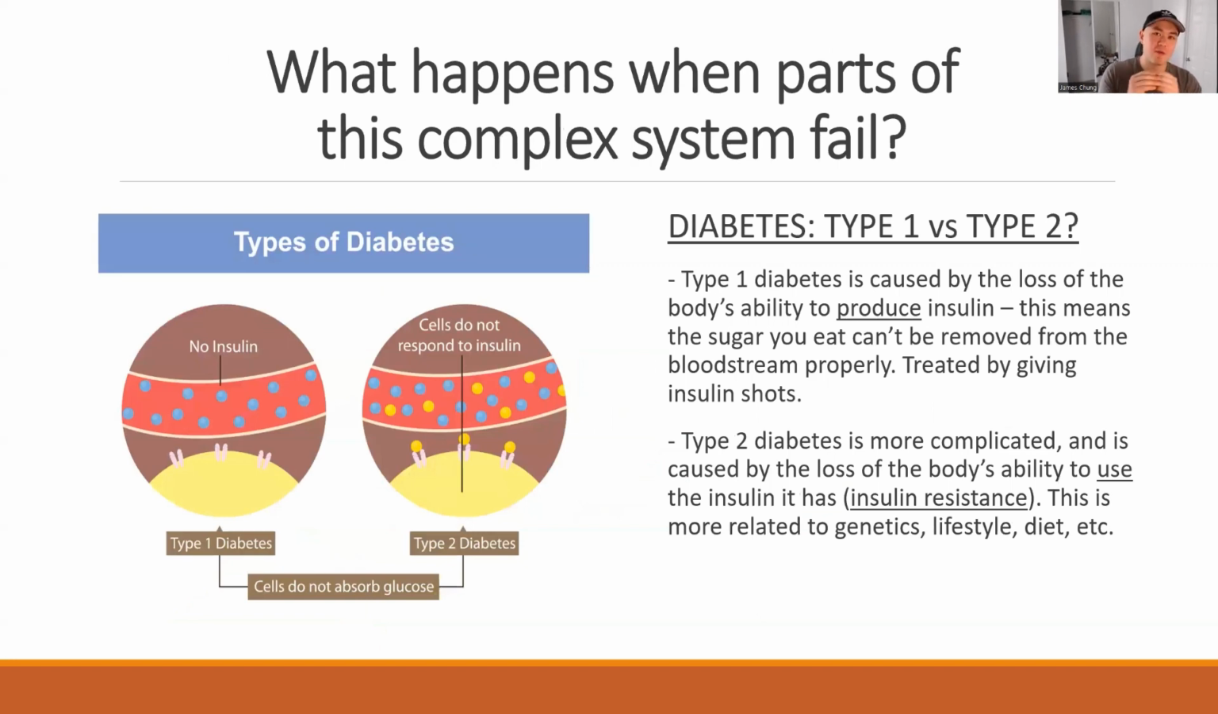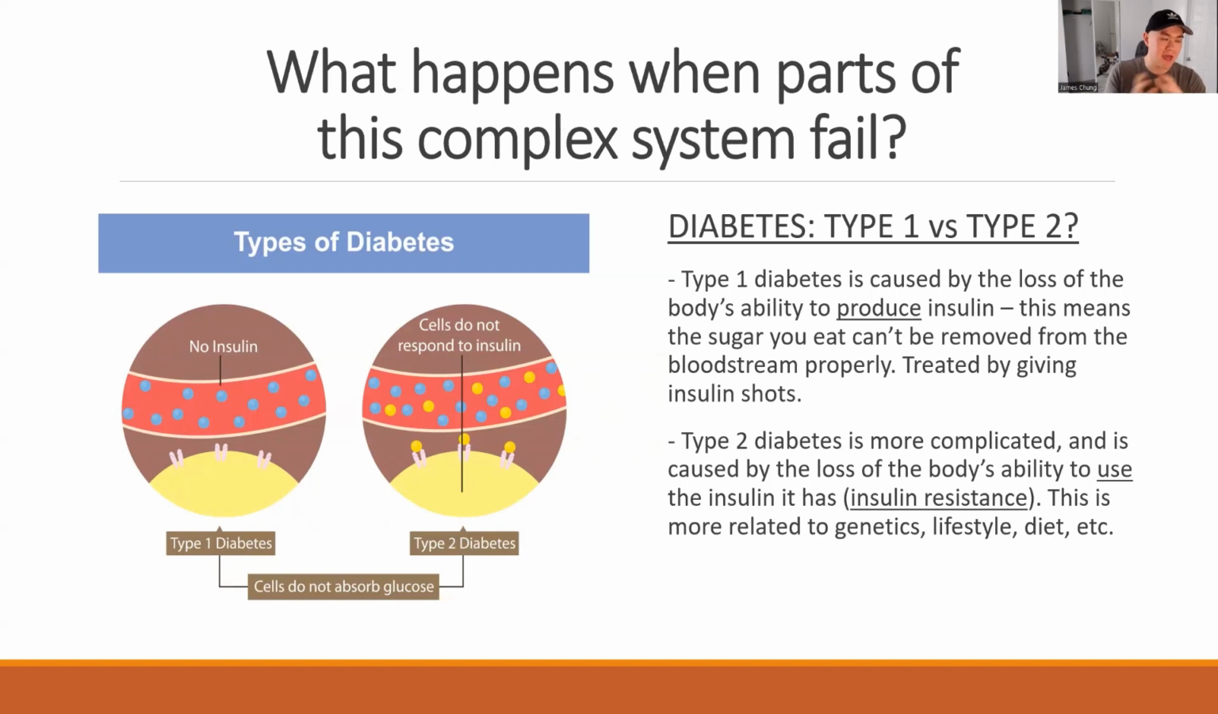So now that we have a basic understanding of what's going on from a zoomed out view as well as a cellular view as to how the body is using carbohydrates and sugar, what happens when parts of this complex system fail, right? Well, we get something called diabetes, which has two types, type 1 versus type 2.